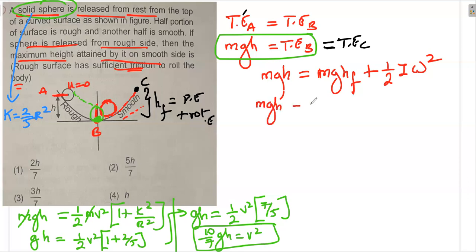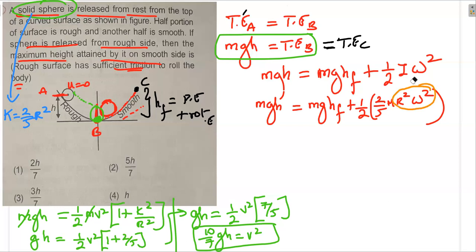So mgh is equal to mgh final plus half I omega square. I, it's a solid sphere, so it is 2 by 5 mr square omega square. But r square omega square is v square because v equal to r omega. So this term, this v square term, I can replace as v square, but the v square is 10 by 7 gh. So instead of this v square, I'm going to put 10 by 7 gh. You can pause and see. I hope this is clear.